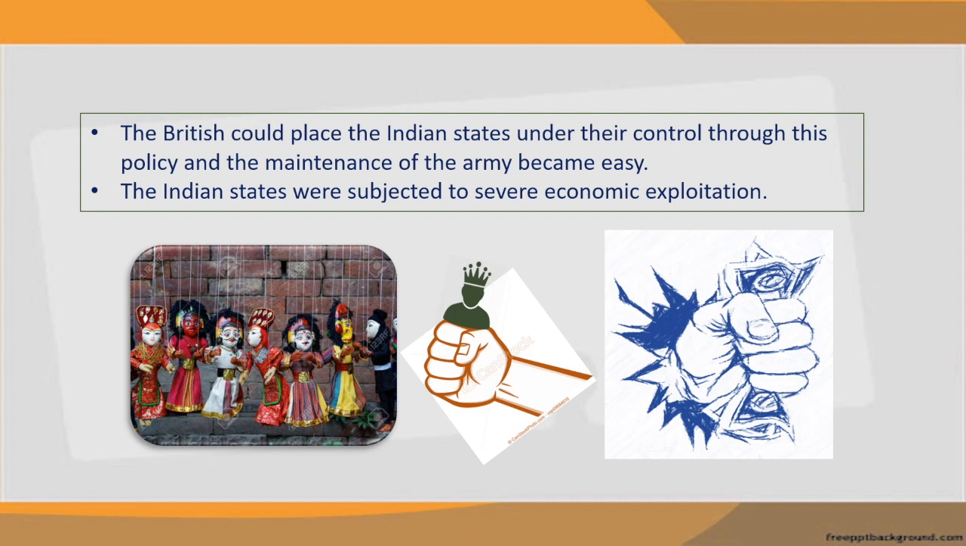By applying this policy, the British could place the Indian states under their control, and through this system, maintenance of the army became very easy for the British. Because the expenses were borne by the Indian king, it became very easy for the British to maintain such a huge army. After accepting this policy, the Indian states were subjected to severe economic exploitation, and the British exploited the Indian rulers.